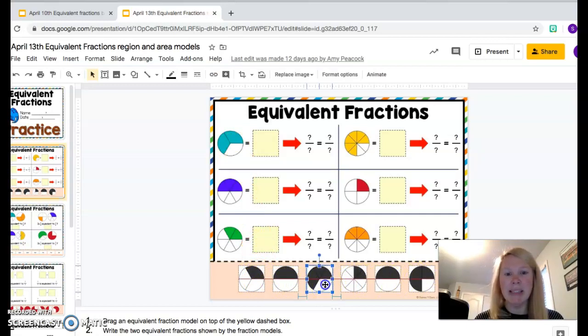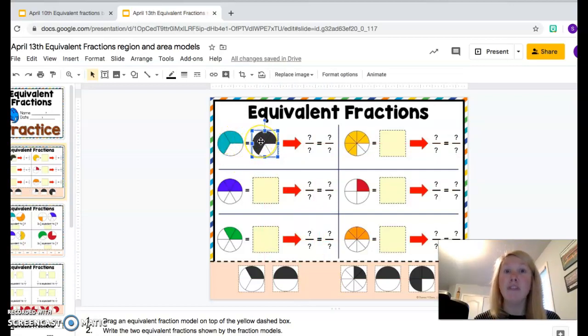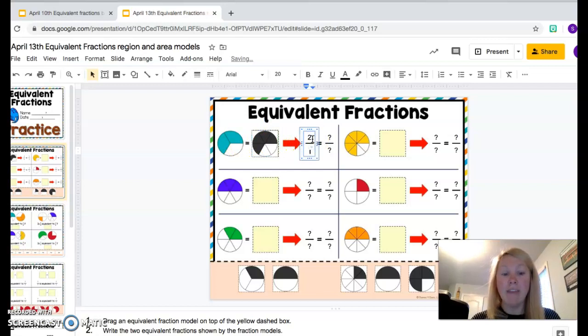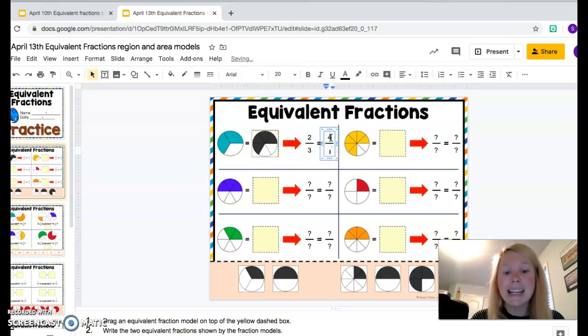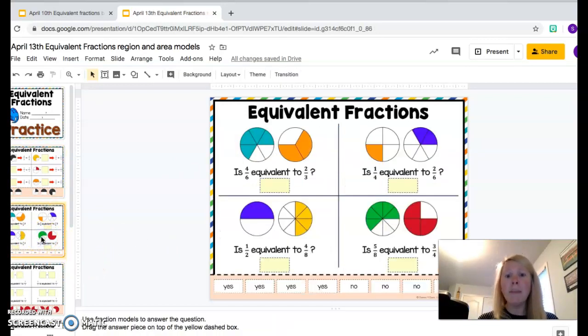Well, it looks like this piece is shaded the same amount as my first piece. Okay, so then I have to fill in the equivalent fractions. So if I'm looking at this pie piece, 2 pieces are shaded out of 3 total. And then if I'm looking at my new pie piece that I dragged up, I have 1, 2, 3, 4 pieces shaded out of 6 total. So that means 2/3 and 4/6 are equal. Okay, so you're going to do the rest of that for that slide. On the next slide, you're going to basically look at both of the pie pieces and say, is 4/6 equivalent to 2/3? If they are equivalent, that means they are the same amount shaded, the same size.